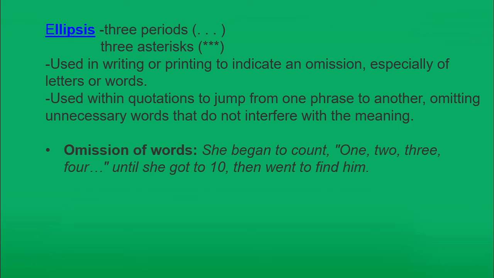Omission of words. She began to count 1, 2, 3, 4 and dot dot dot. Here you can see three periods. Until she got to 10, then went to find him. So here this dot or ellipsis is used to indicate omission of words.